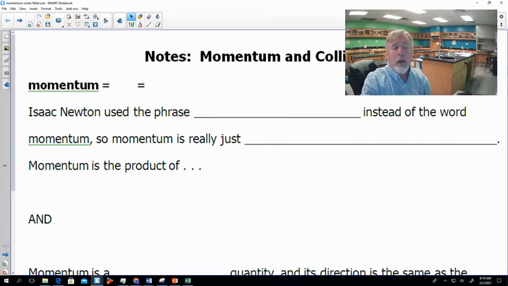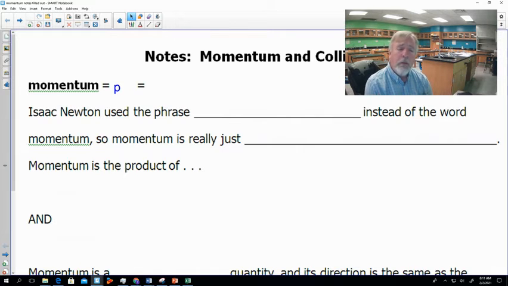So to start with, we're going to use the variable p when we talk about momentum, just like we use t for time and d for distance, v for velocity, a for acceleration. We're going to use p for momentum. And that actually comes from an old Latin word that kind of described the concept. So yes, p just seems kind of odd.